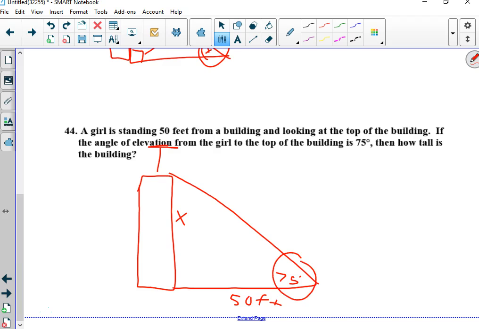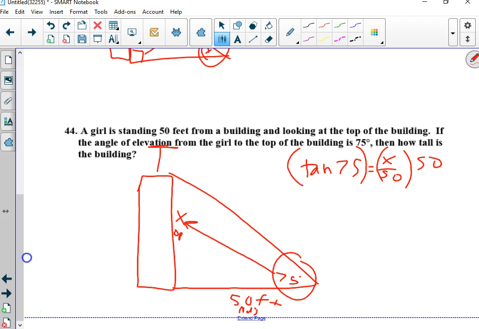Well, here's Grover looking over there, opposite. 50 is right here, adjacent. No hypotenuse, that means tangent, TOA. The tangent of 75 is equal to the opposite over the adjacent. x is by itself, so we multiply by 50. That cancels. When I type that in my calculator, I get 186.6 feet tall.